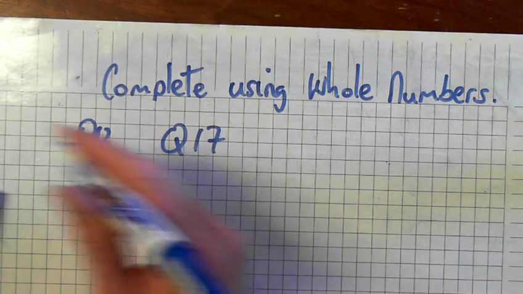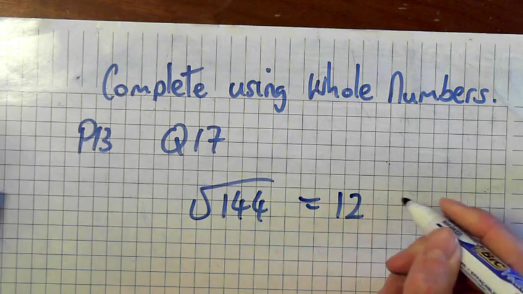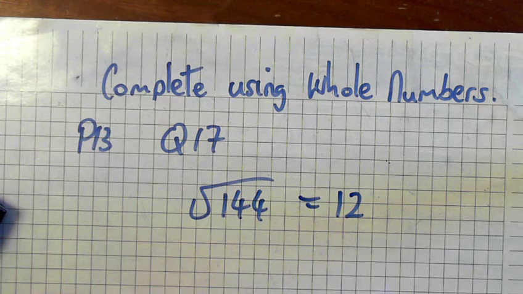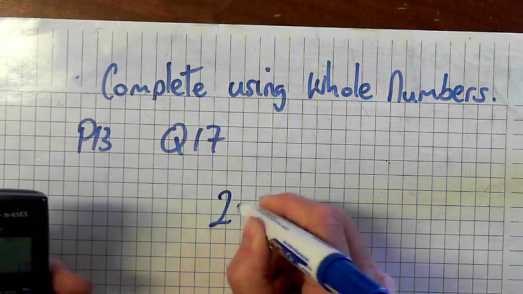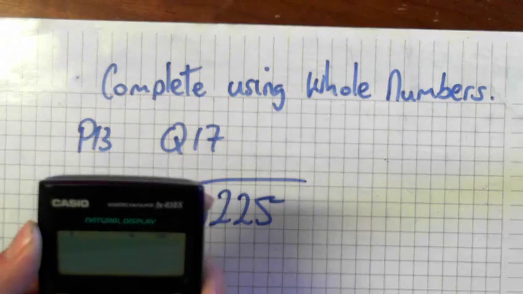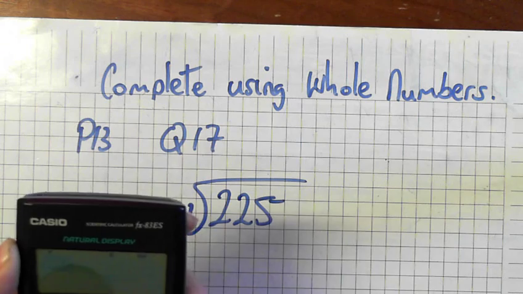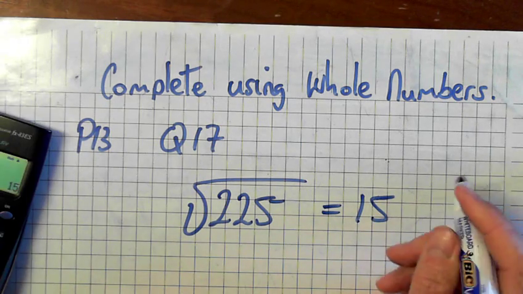What was the square root of 144? 12. That's another square root that you need to remember for the rest of your life. Alright, what's the square root? Another one you need to remember. Square root of 225 equals 15. That's another one you need to remember forever.